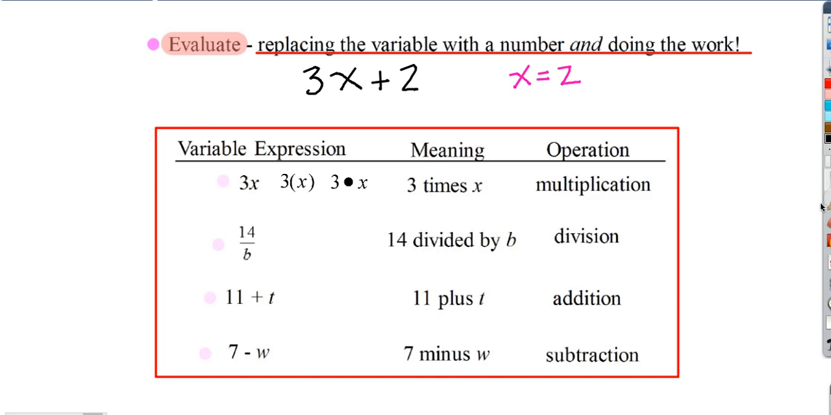If you have 14 over b in a fraction form, that means 14 divided by b. For the words, 14 divided by b, so it's division. 11 plus t, that's addition. 7 minus w, that's subtraction. These two are very straightforward. Okay, you want to remember these for today's example problems.